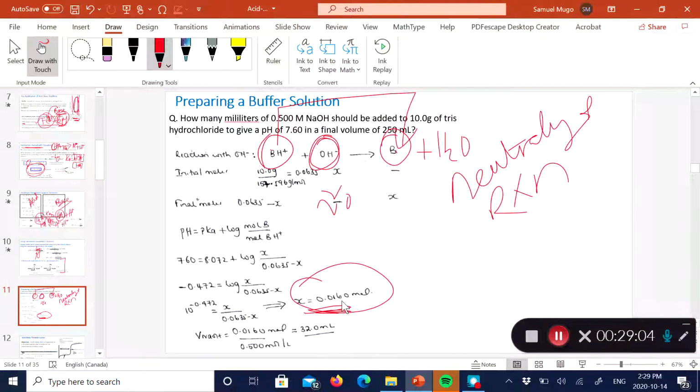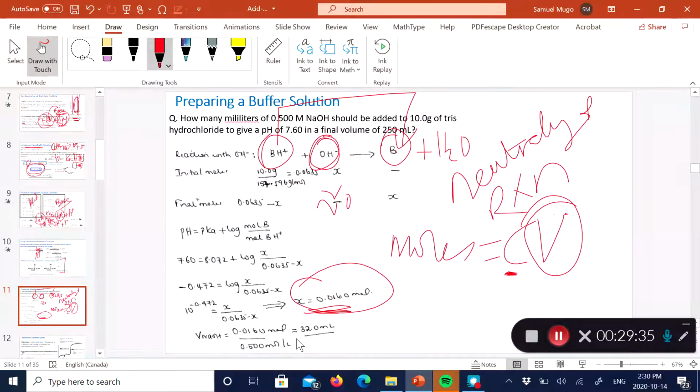And so finally, if I know the moles, we know moles equals concentration times volume. And I know the concentration of the hydroxide that I added. So I can calculate the volume that I need to add to make a buffer with a pH of 7.6, using only one acid in this case. I just take the number of moles, divide by the concentration of the hydroxide, and you can see that 2.0 mL is what I need to add of the base to Tris hydrochloride.